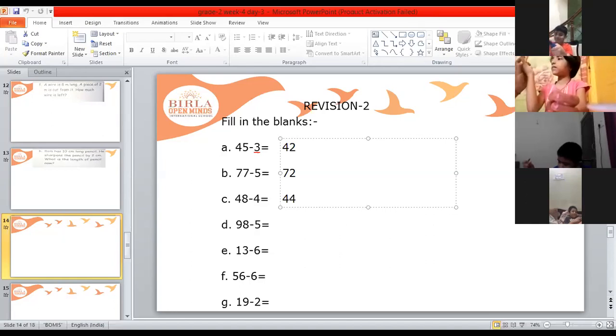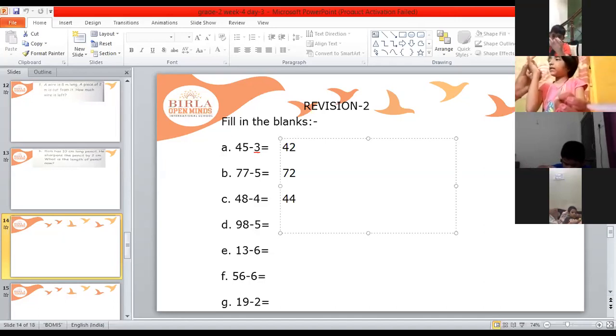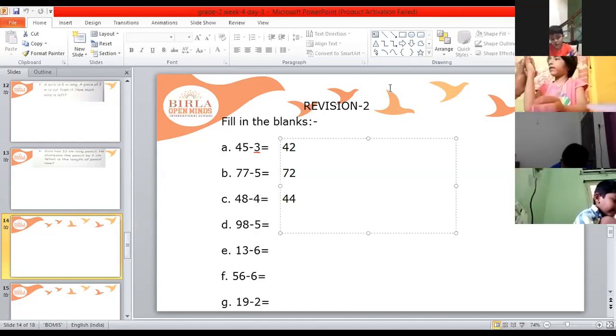Is it easy? Ketan, am I audible to you? Ketan? Yes, ma'am. Yes, Ketan, please read the fourth bit, bit number D. 98 minus... It's not coming on screen, it's coming black. Okay, fine. I'll share the classwork with you.